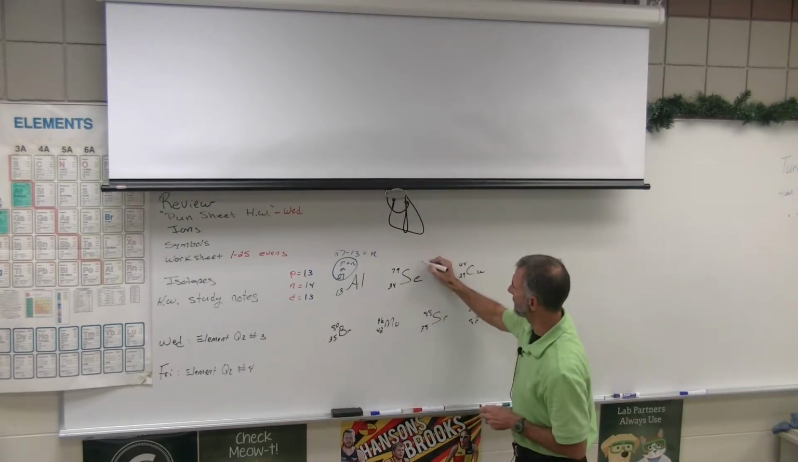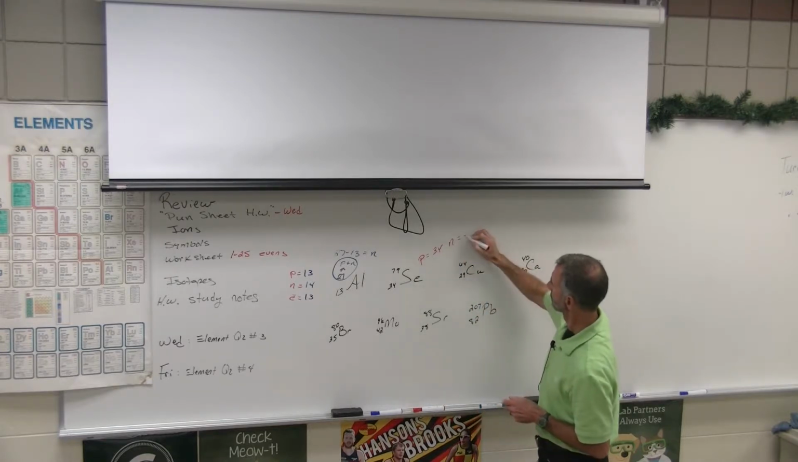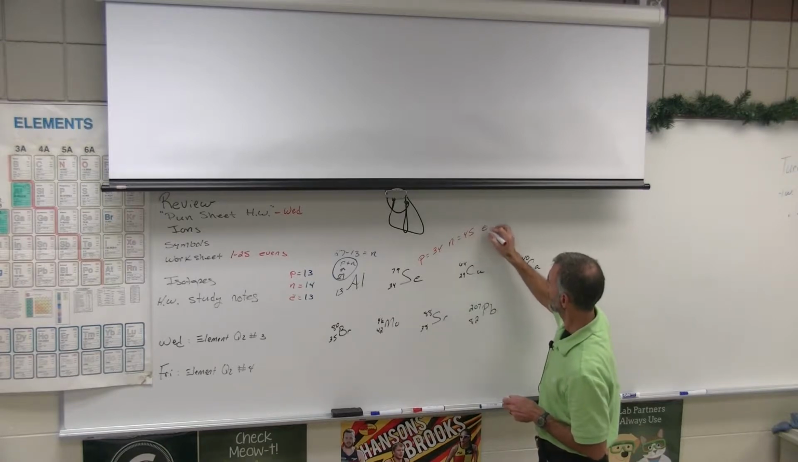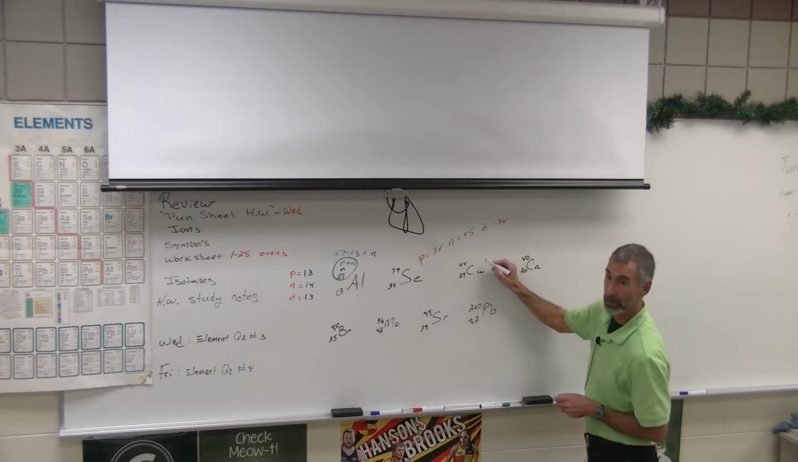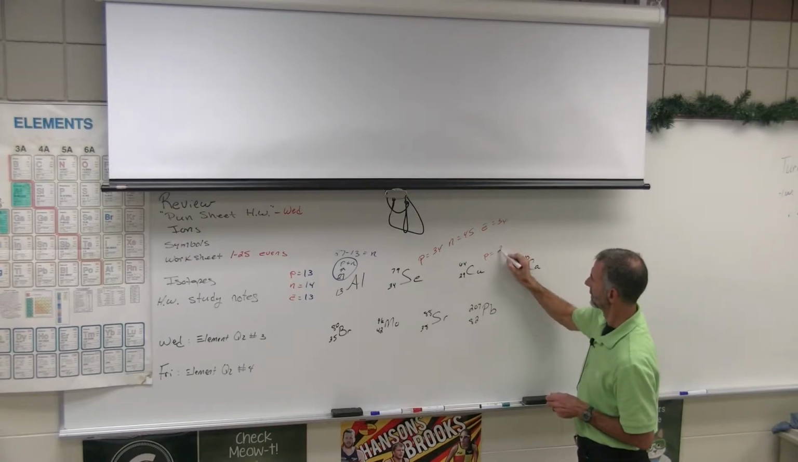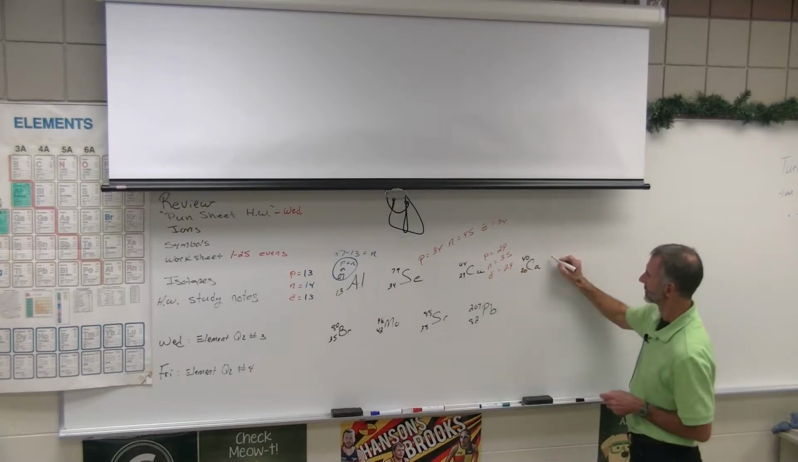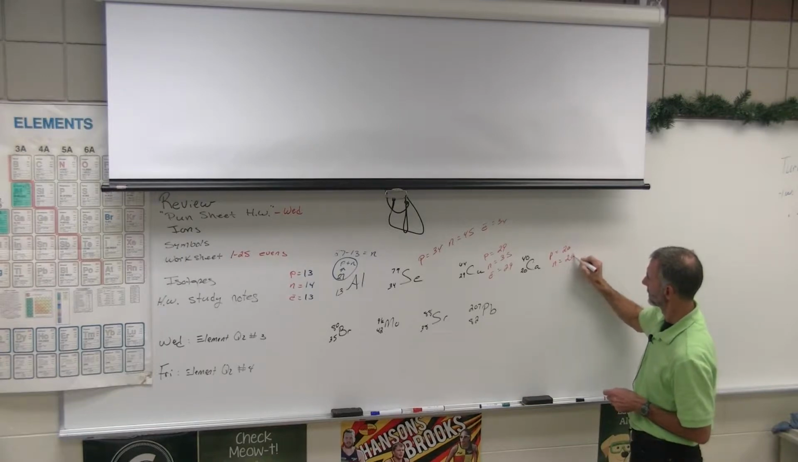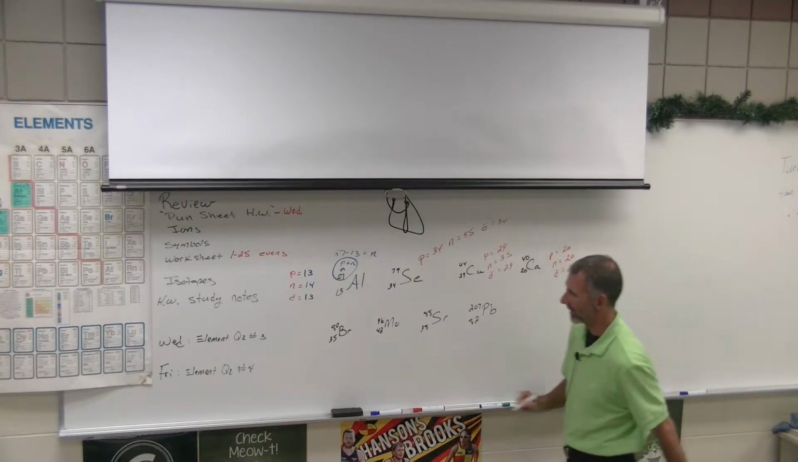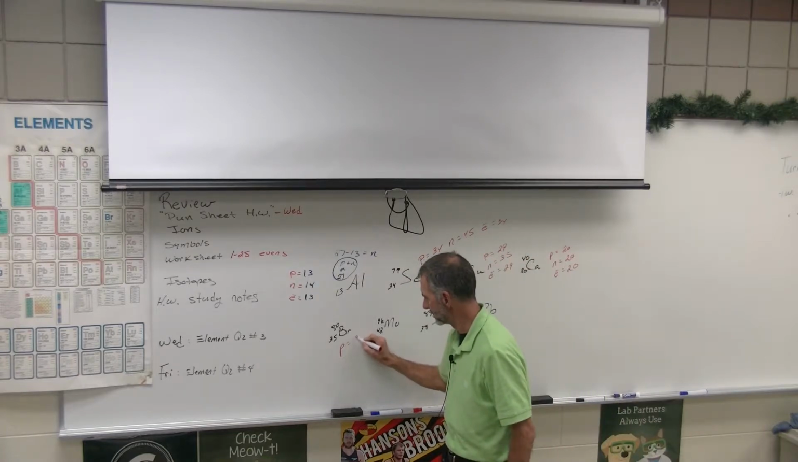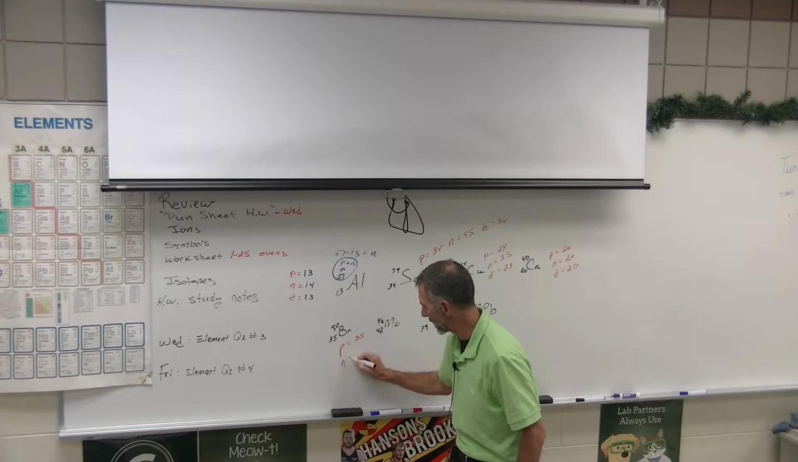Okay, selenium, how many protons? 34. How many neutrons? 45. Electrons, 34. Awesome. Copper, how many protons? Neutrons. And electrons. All right, calcium, protons, neutrons, and electrons. Awesome. All right, bromine, protons, right, neutrons, 45, and electrons.